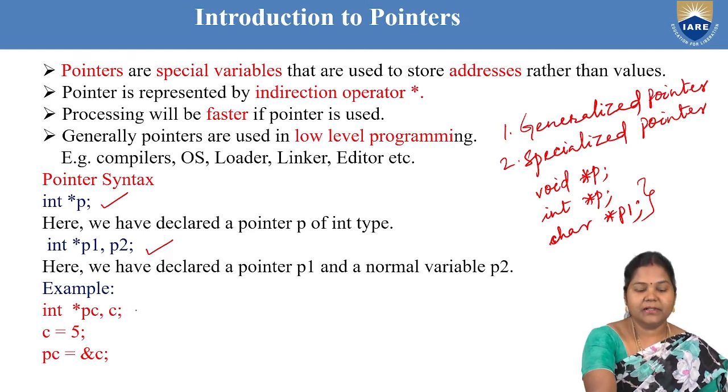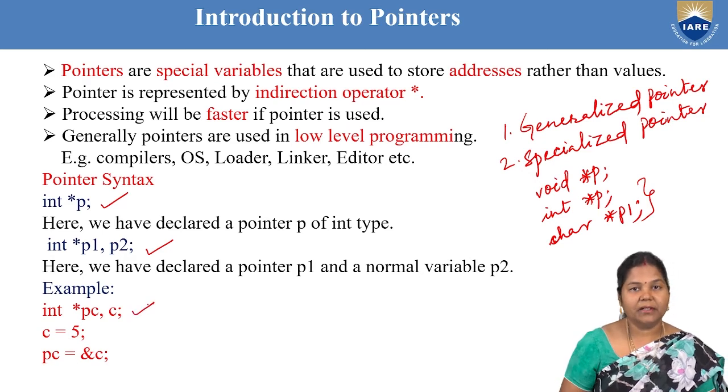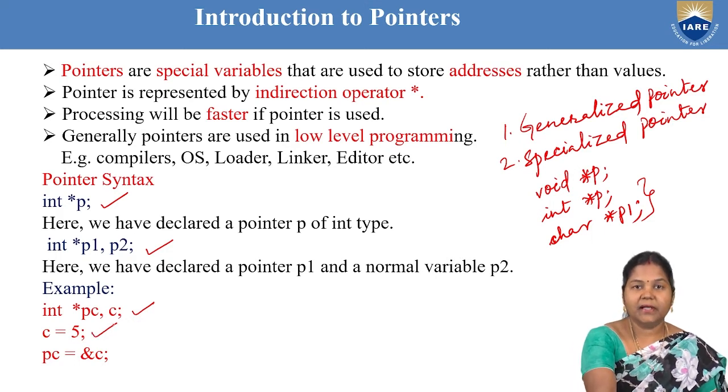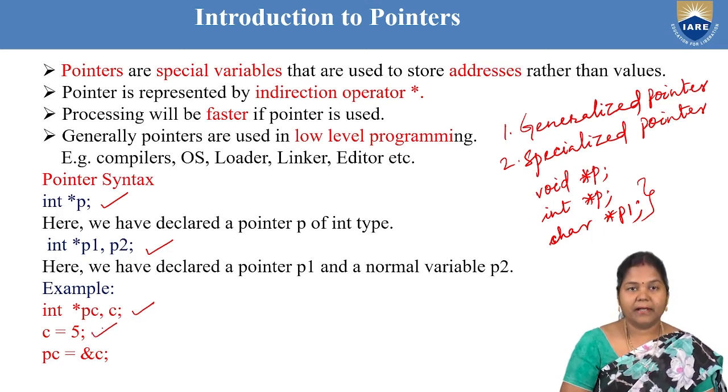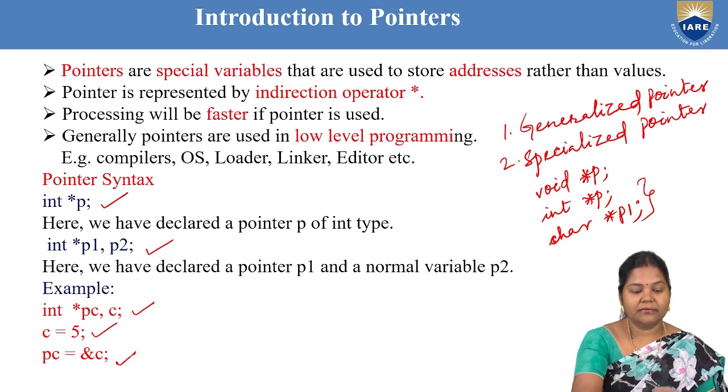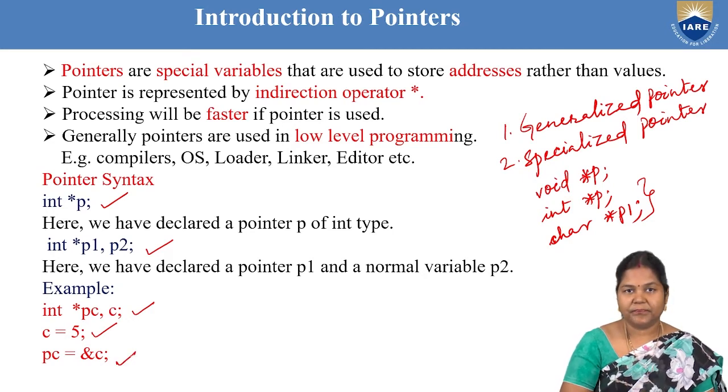Now, as an example you can see int star pc comma c. c is a simple variable whereas pc is a pointer variable. Now, c contains a value directly inside it, that is 5, but pc is a pointer which contains the address of c. So, indirectly pc points to that value 5 only, but it contains an address. pc holds an address whereas c holds a value.